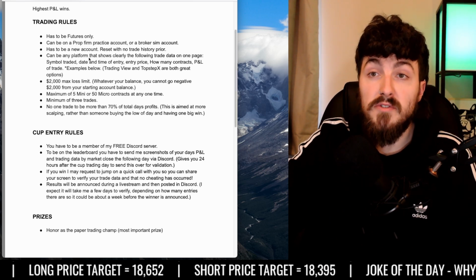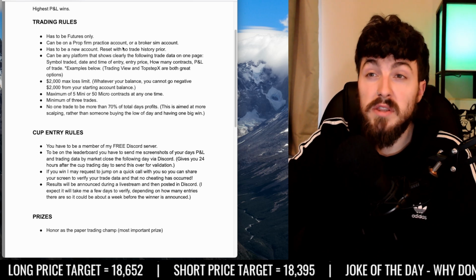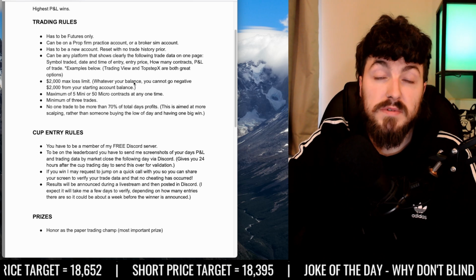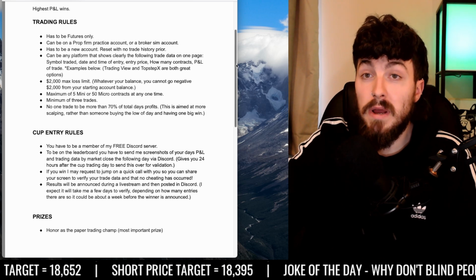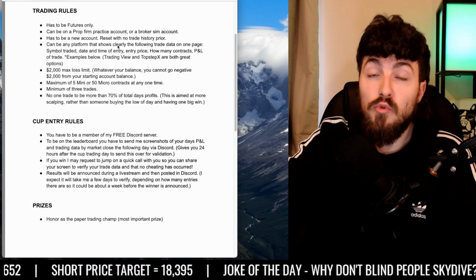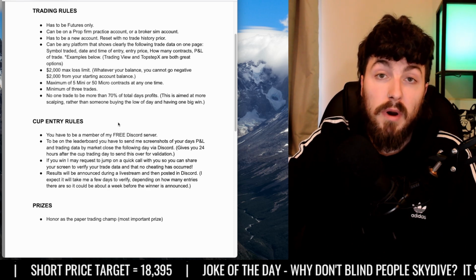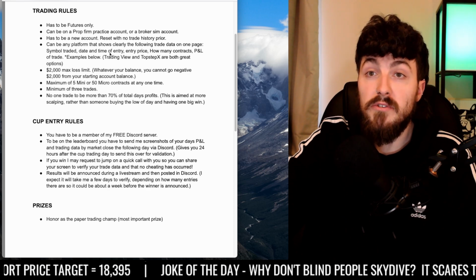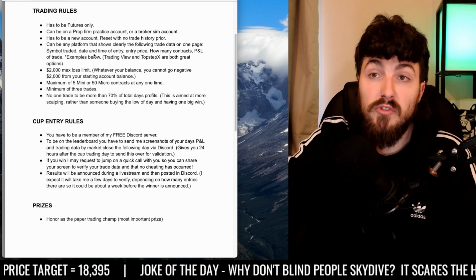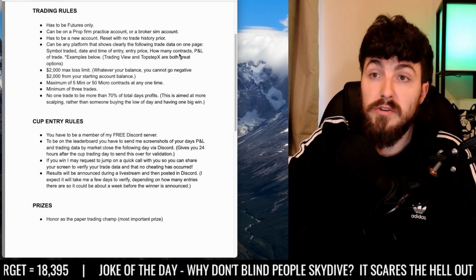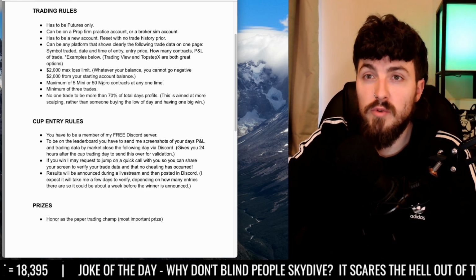But the key thing is it's got to be reset, so there's no trade history on there. Reset it, set it to whatever account balance you want, it doesn't matter. But one of the most important things is that your trade data, on the little bottom bar that you pull up, has the following information: symbol traded, date and time of entry, entry price, how many contracts, and the P&L of the trade. I'll show you some examples at the end quickly.